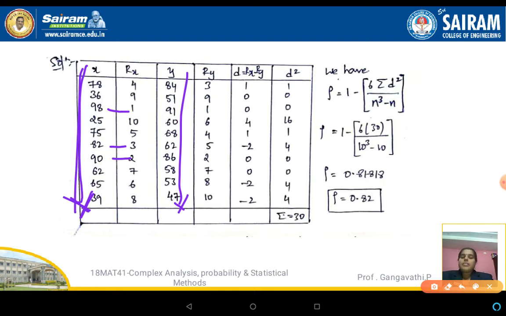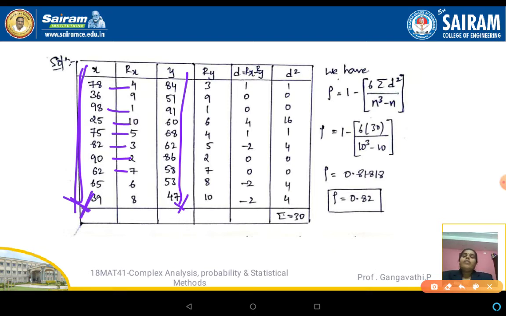The next highest is 82, which takes the third rank. The next highest mark is 78, which takes rank 4. And the next highest after that is 75, which takes the fifth rank, and then 62 takes the seventh rank, 65 takes the sixth, and likewise you can allocate the ranks. 36 takes the ninth and 25 takes the 10th rank.